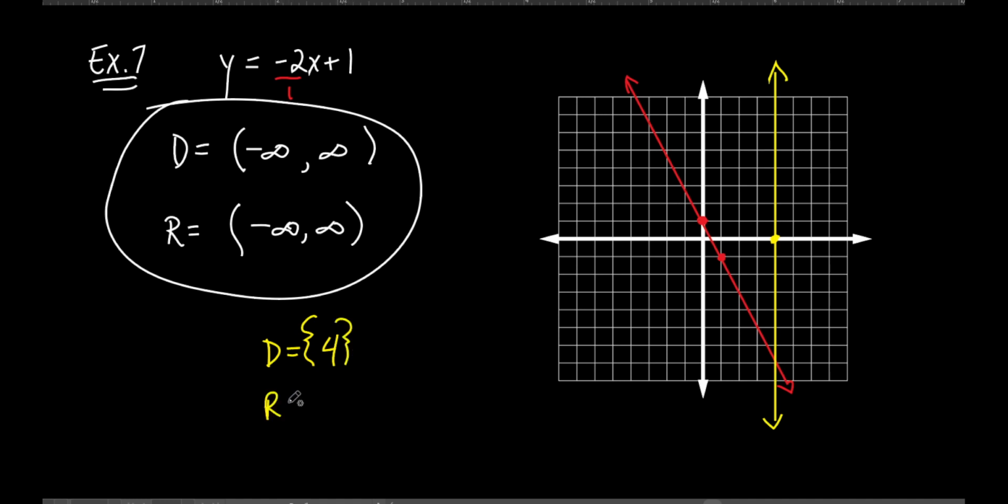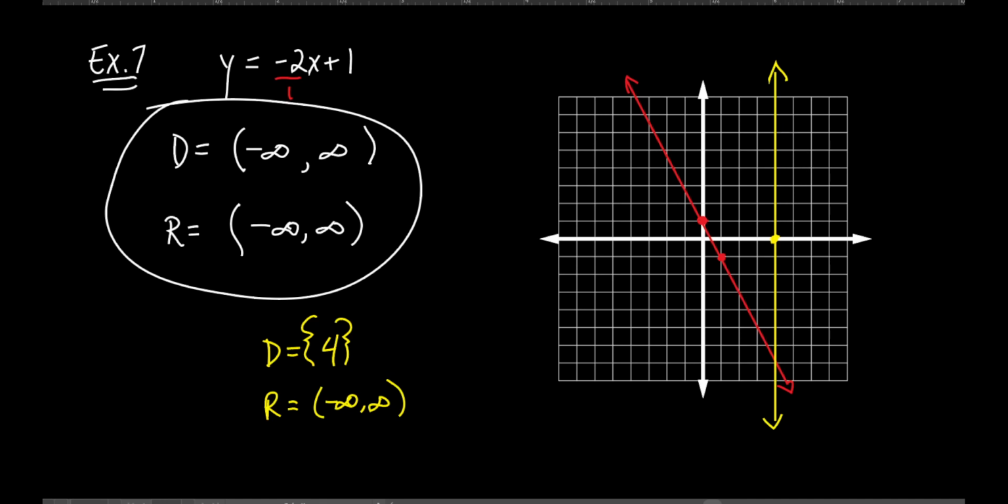What about the range, though? The range of the y values. What y values does this yellow line have? It's got all the numbers, doesn't it? It's got every single number. How do I write every single number? Negative infinity to positive infinity. So that's your domain and range of a vertical line.